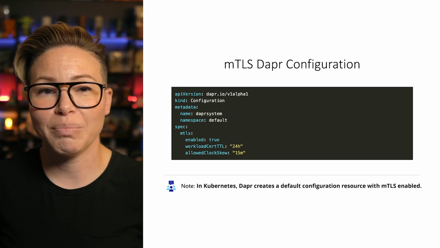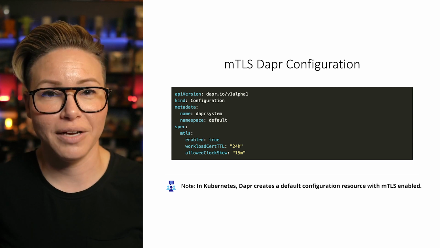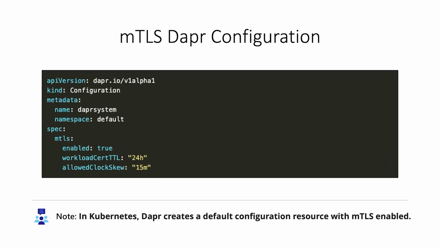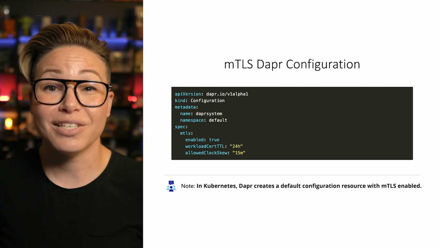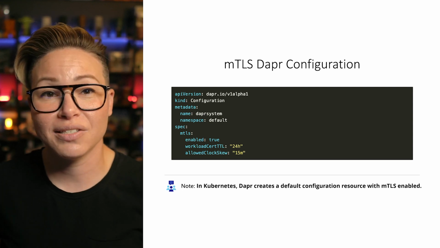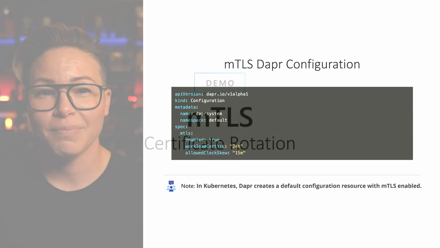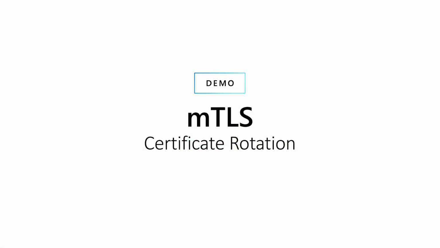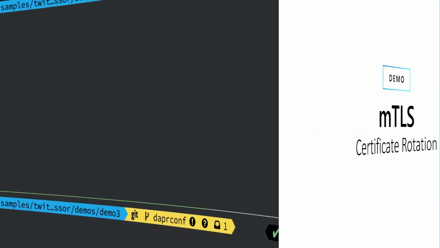mTLS settings for Dapr reside in a configuration file. Here you can see all the available settings for mTLS in a configuration resource object. By default, a workload cert is valid for 24 hours and the clock skew is set to 15 minutes, though you can change this as needed. What I'd like to do now is jump into a short demo where we show you how granular you can get with your mTLS settings configuration. Let's check it out.